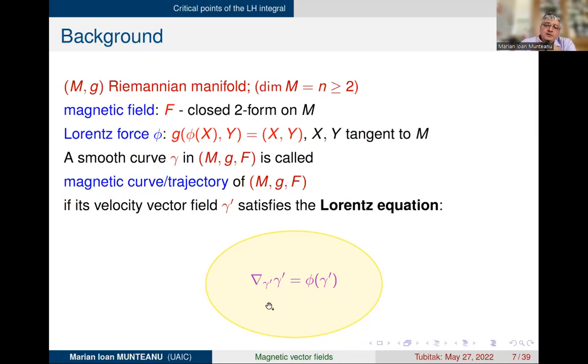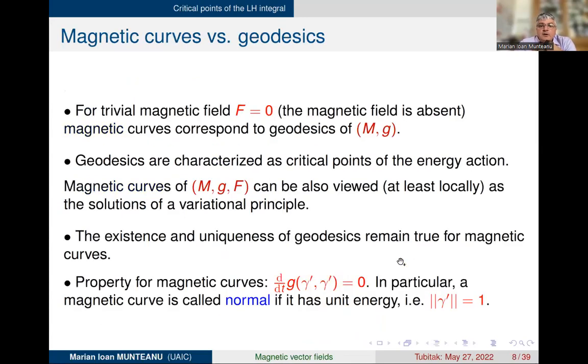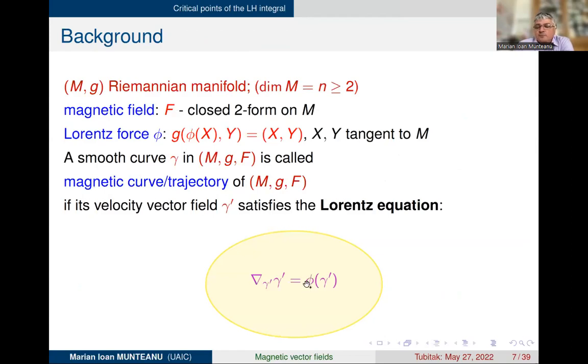Okay, and the idea is to solve somehow, or to interpret, the solution of this equation. So there are some analogies with geodesics, because magnetic curves extend geodesics. I mean, if the magnetic field is absent, so phi should be 0, we recover the equation of geodesics.